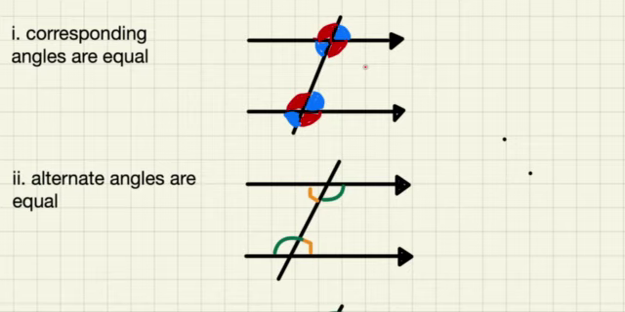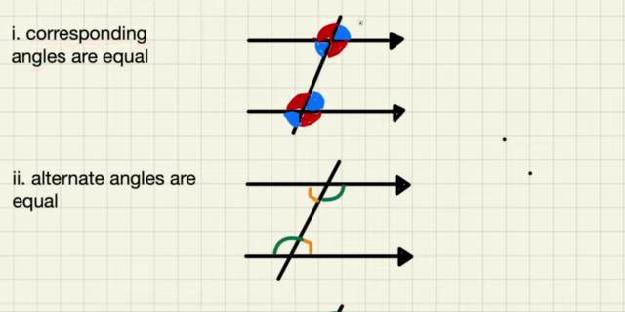So here we have two parallel lines. This is one, this is another. This is a transecting line that goes down and transects both of the lines. And one of the features of transecting lines and parallel lines is that corresponding angles are equal.